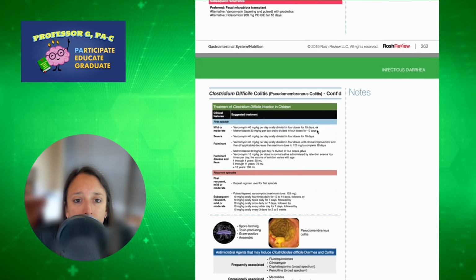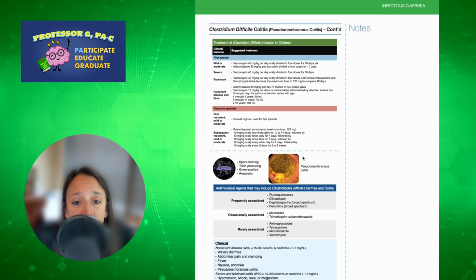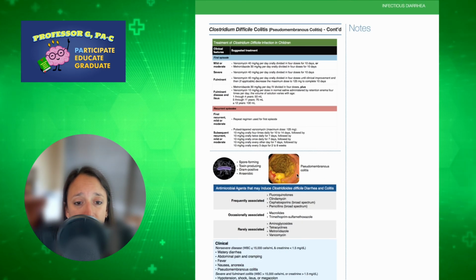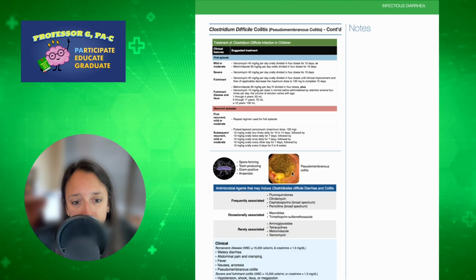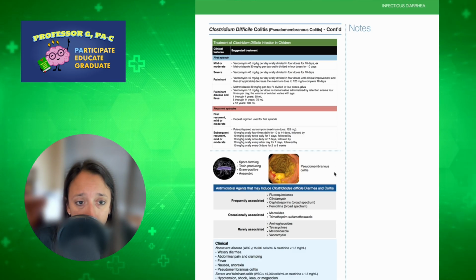Okay. All right, more on C. diff. C. diff can also cause what we call pseudomembranous colitis, where you get these little membranes within the lining of the gut, and we'll look for that on endoscopy, colonoscopy.